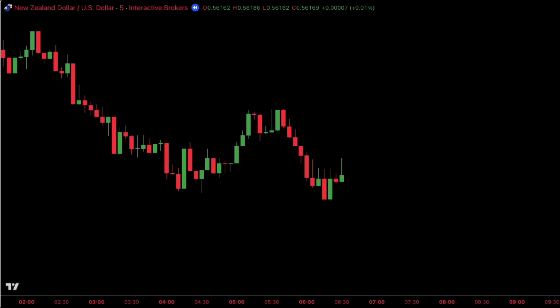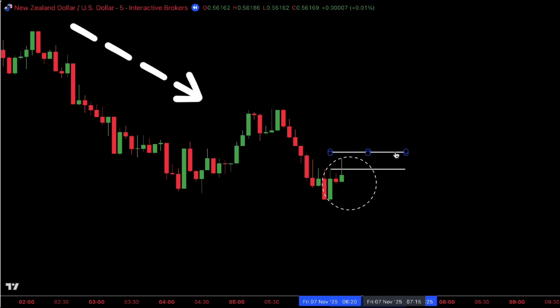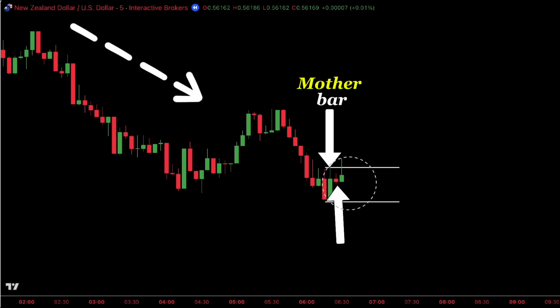This is the 5-minute chart. And as you can see, the market is in a clear downtrend. Sellers are in control, so the best trading opportunities here are sell setups. Now focus on this area. We have an inside bar pattern. This is the mother bar, and this is the baby candle inside it forming a range. Now watch carefully what happens next.